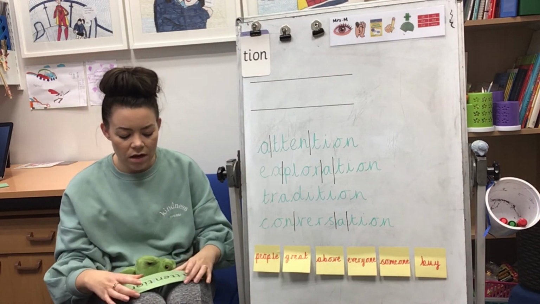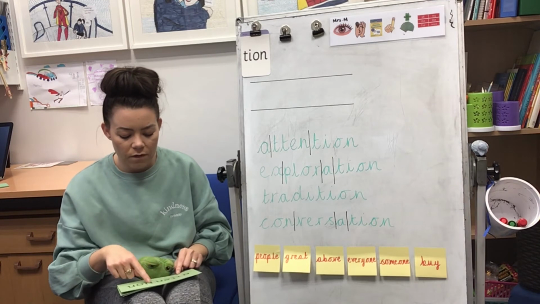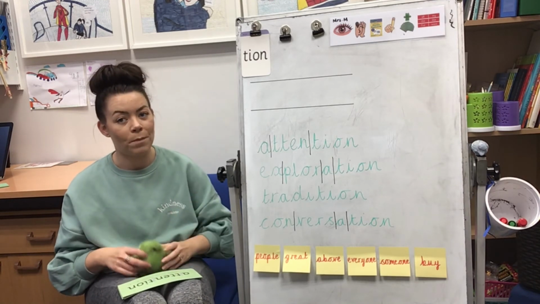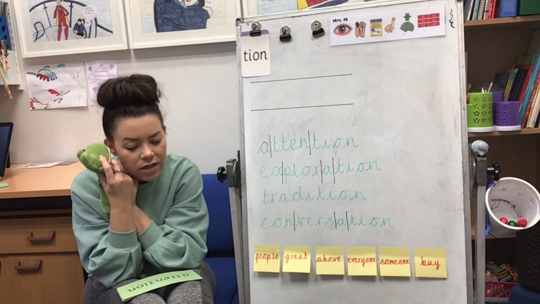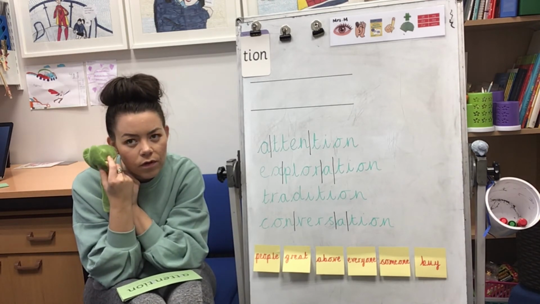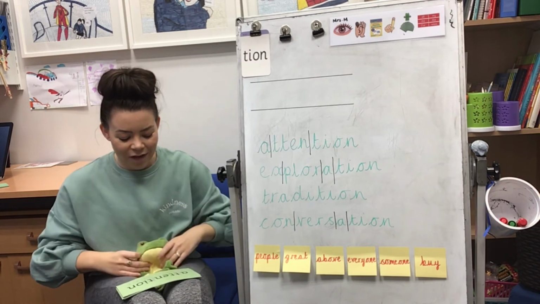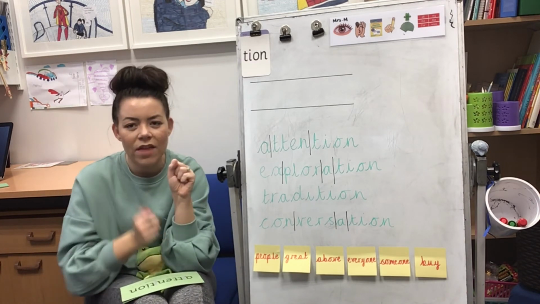Okay, another one. 1, 2, 3, 4, 5, 6, 7, 8, 9. 9 letters in this word. So it's not our longest one, but it's still tricky. Okay, go on, go for it, Fred. You tell me the sounds. Come on then, Fred, let's have a go. Okay, count the sounds with me.